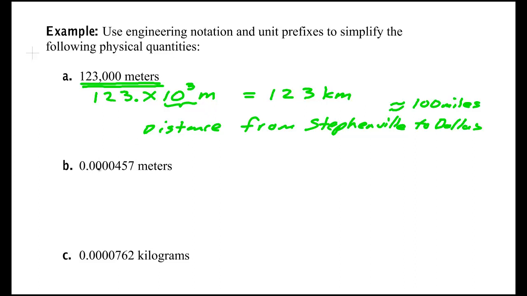Likewise here, 1, 2, 3, 4, 5, 6. So about 45.7 times 10 to the minus 6 meters. So that's on the order of about 45.7 microns. Now, a micron is on the order of a scratch. In fact, a submicron finish means that you can't see scratches, because it's smaller than the wavelength of light. The wavelength of light is about half a micron.